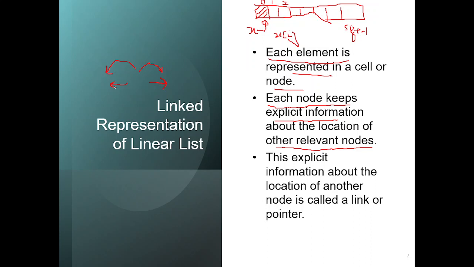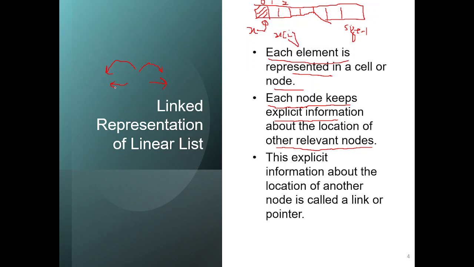Okay, so each node stores explicit information about the location of the nodes that come either after it, or that are located behind it, or that are located to the right of this node, or that are located to the left of this node. So this left, right, next, previous information about these nodes is used to establish that order.